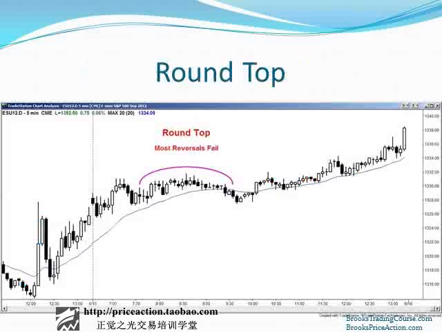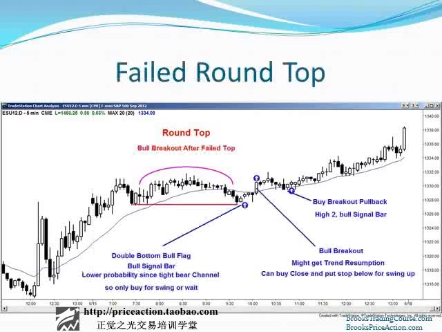So we have a bull trend and a sideways pattern that is rounding over, and the bears would like to think of this as a rounding top. I think of this more as a tight trading range, and we ended up getting a bull breakout. We have a double bottom, so I think of this as more of a double bottom bull flag than a rounding top, and I would probably not take this short.